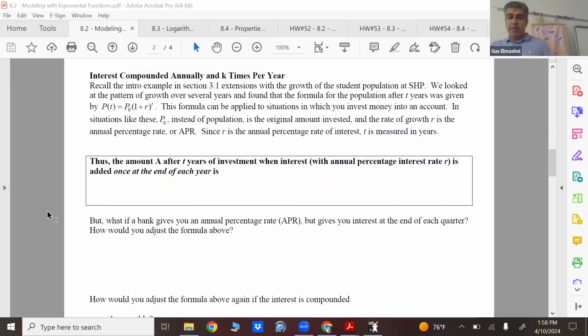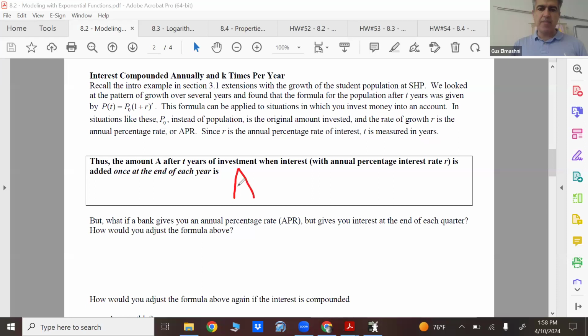So again, we see the same formula again, but now we're dealing with compounding interest. You guys may have done this last year in Algebra 2, I think. So the amount of money after 2 years of investment, with interest added once at the end of each year, we really just say it's like this.